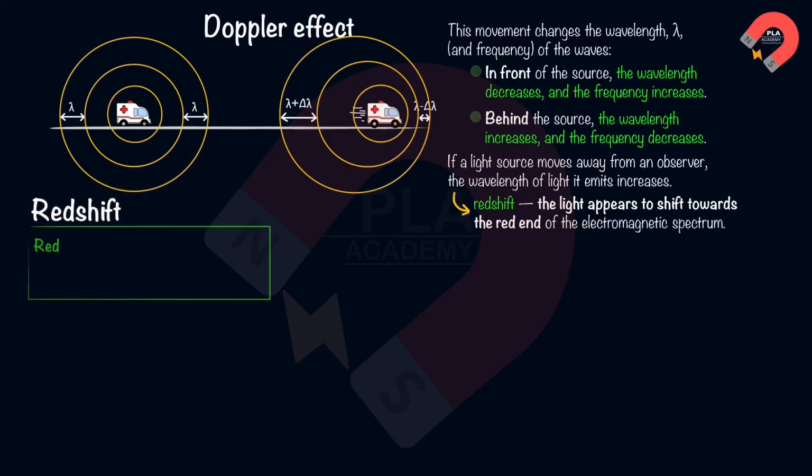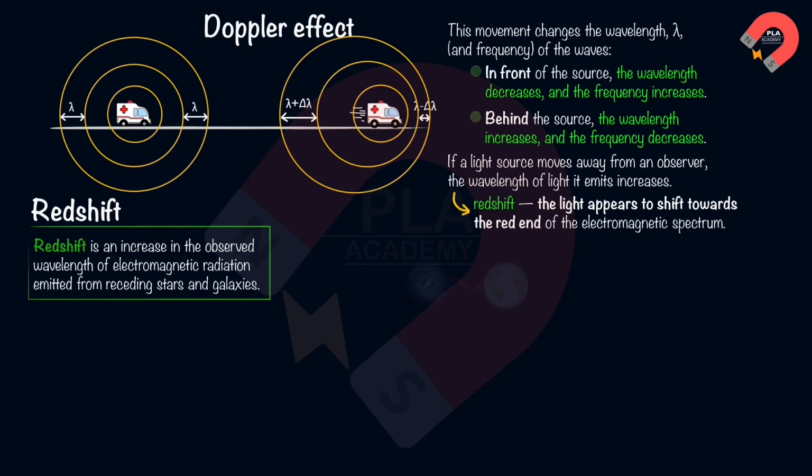Redshift. Redshift is an increase in the observed wavelength of electromagnetic radiation emitted from receding stars and galaxies. This means that the light reaching us from these galaxies has its wavelength stretched, shifting it towards the red end of the electromagnetic spectrum compared to the light we observe on Earth.